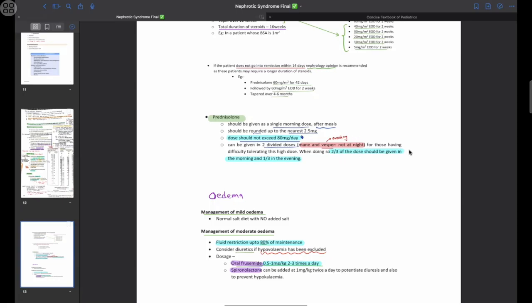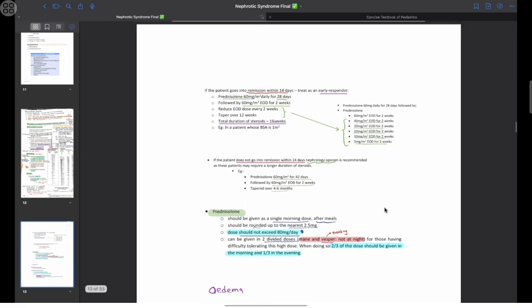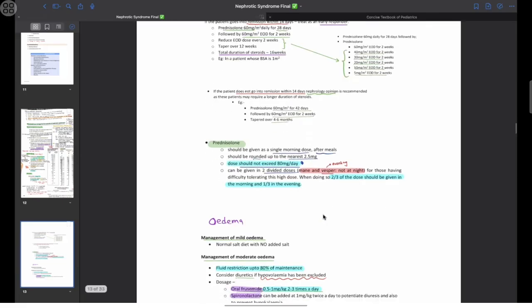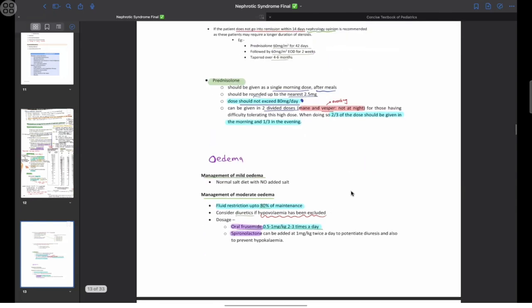You don't give it at night for those having difficulty tolerating this high dose. So when you're doing that, you give 2/3 of the dose in the morning and 1/3 in the evening. Okay, so this is the main management of nephrotic syndrome in terms of the prednisolone dose and how you give the steroids.